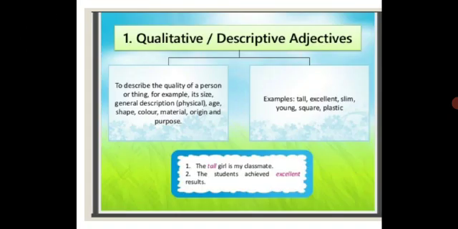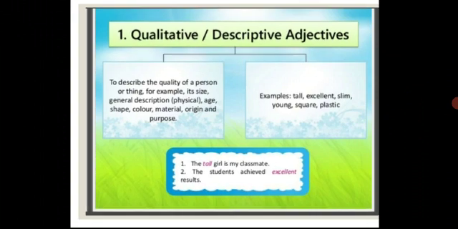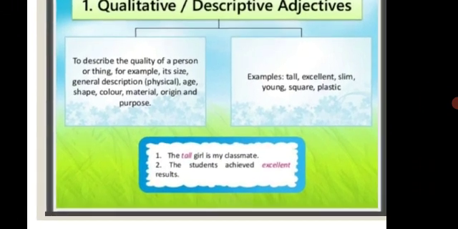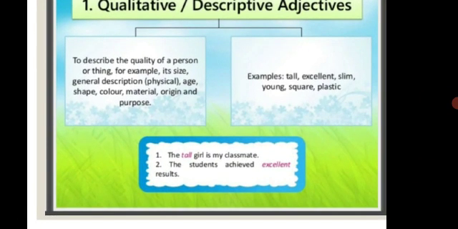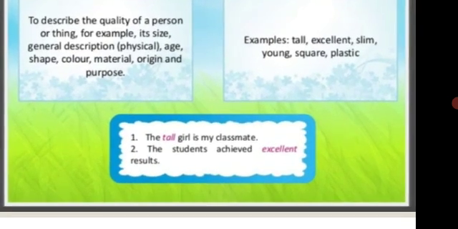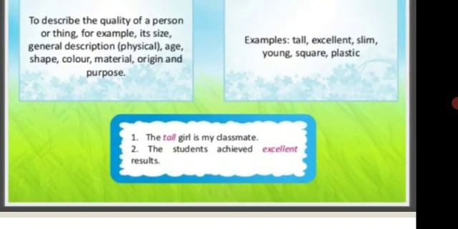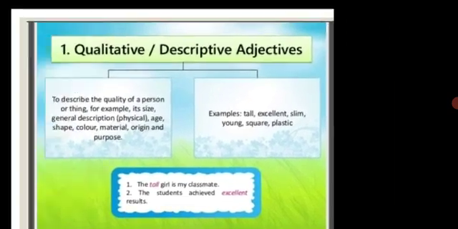First one is qualitative and descriptive adjectives. To describe the quality of a person or thing, for example, its size, general description like physical, age, color, material, origin, and purpose. For example, like tall, excellent, slim, young, square, plastic. The tall girl is my classmate. In this sentence, tall is a qualitative adjective.